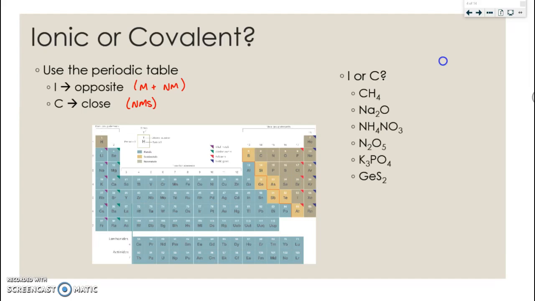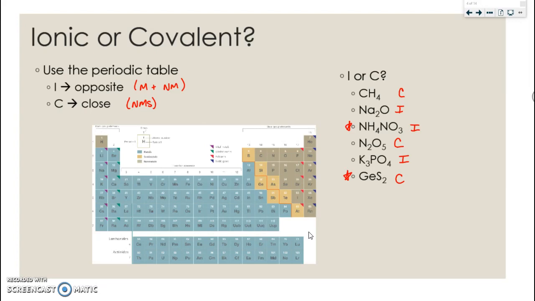What I would like you to do now is pause the video and attempt to decide which of the compounds over here are ionic or covalent. Now please check your answers. Most of them should have been okay, assuming that you remember that H was a nonmetal, and you should have based on the chart there.